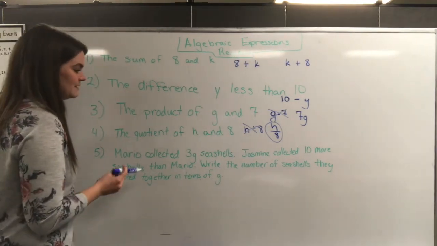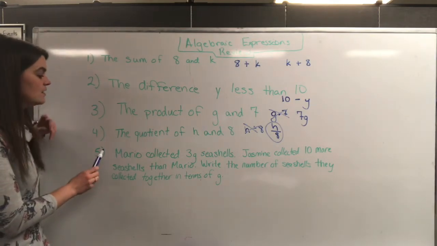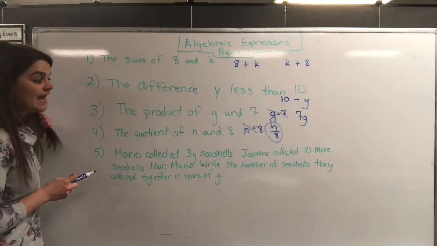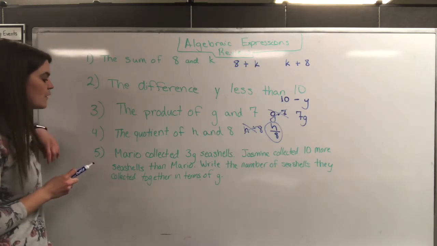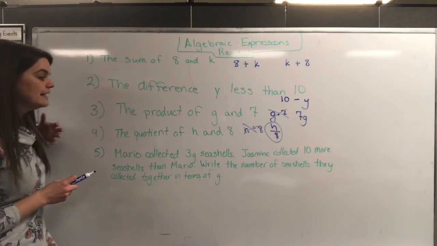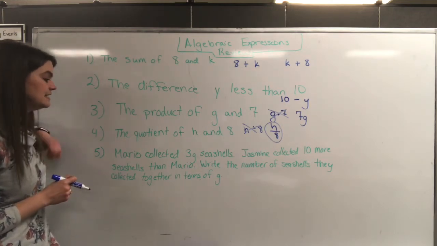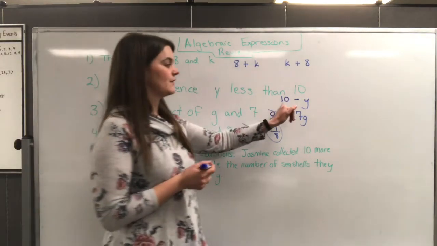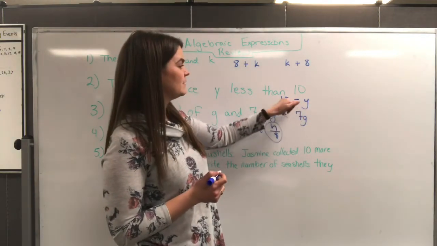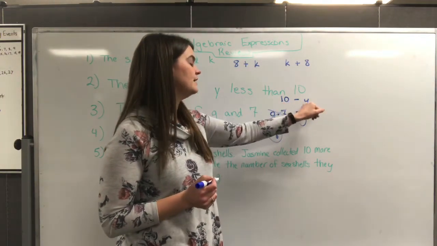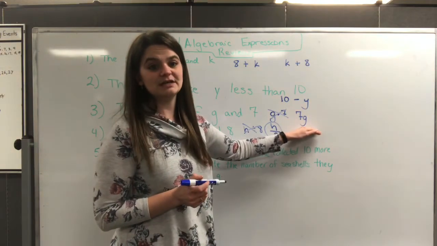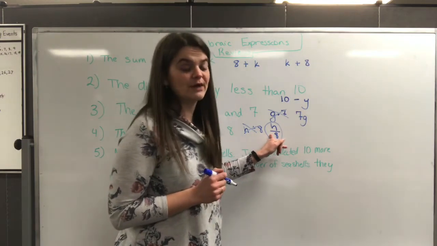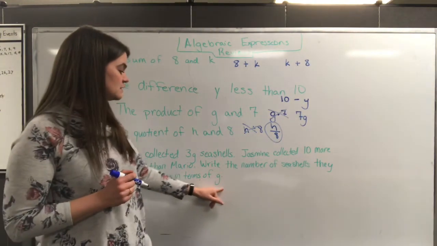Finally, we have a word problem at the bottom here, and it says, Mario collected 3g seashells. Jasmine collected 10 more seashells than Mario. Write the number of seashells they collected together in terms of g. Remember, terms are the different parts of the expression. So up here we have two terms in our expression, 10 and y. Here we have one term, it's 7g. That's one term together. This is one term, h eighths or h over 8. So remember, we're supposed to write it in terms of g.